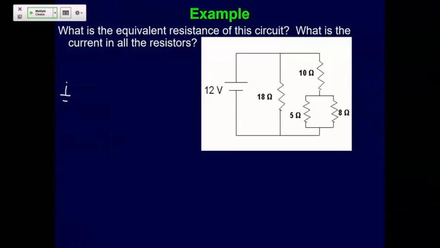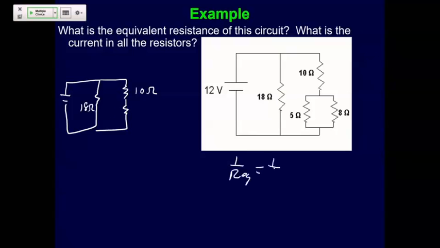So I'd say, okay, here's my circuit. So here's the 18 ohms. Here's the 10 ohms. And I want to replace this with a new one. So here, let me just make these bigger so anybody can read them. And so the 5 and the 8 are in parallel, and so we want to use our parallel equation with that, which is 1 over R equivalent is 1 over 5 ohms plus 1 over 8 ohms.